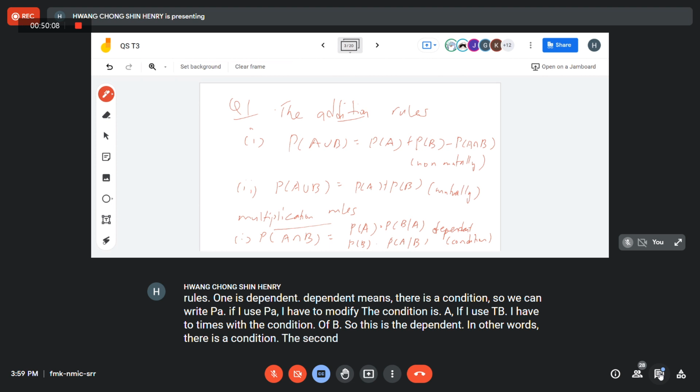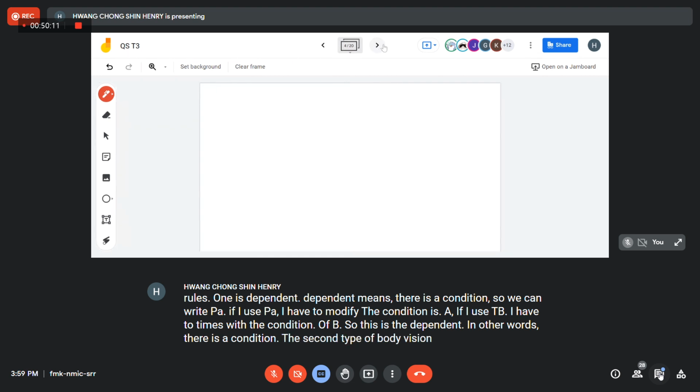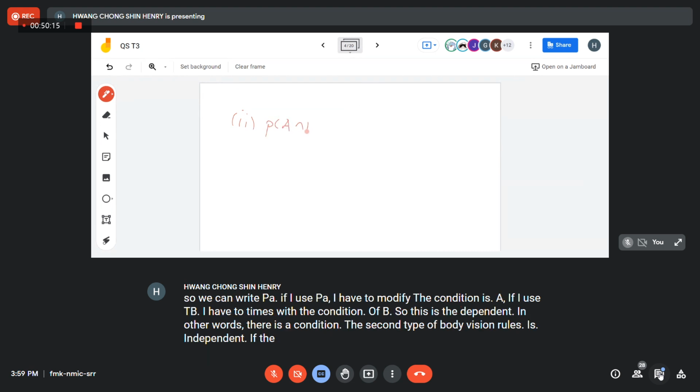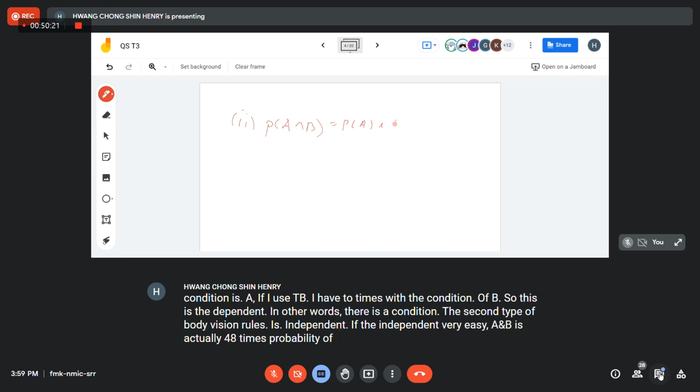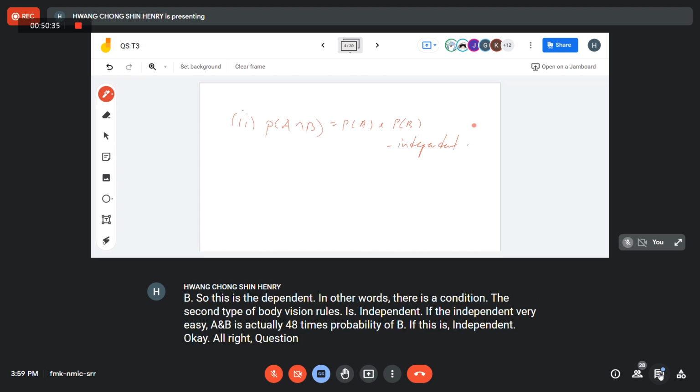The second type of multiplication rule is independent. If it's independent, very easy. P(A and B) is actually probability of A times probability of B, if this is independent. Okay. All right, question 2.